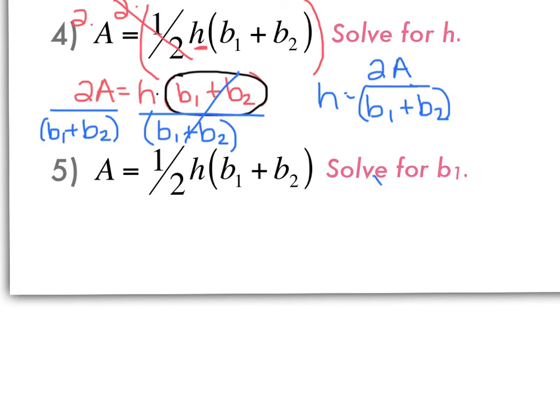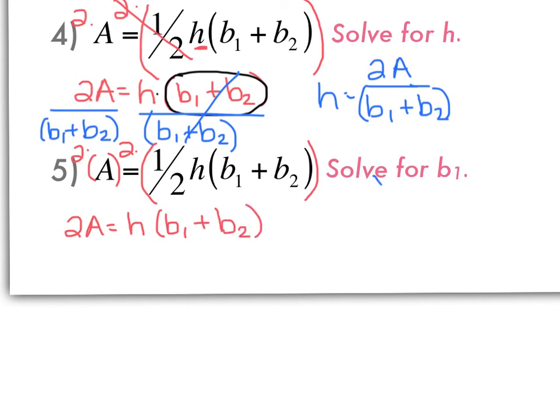I am still going to start the same way. I'm still going to start with that ugly fraction. Let's multiply by 2. Multiply by 2, because I didn't really need parentheses there. So I'm going to have 2a equals h times b1 plus b2.